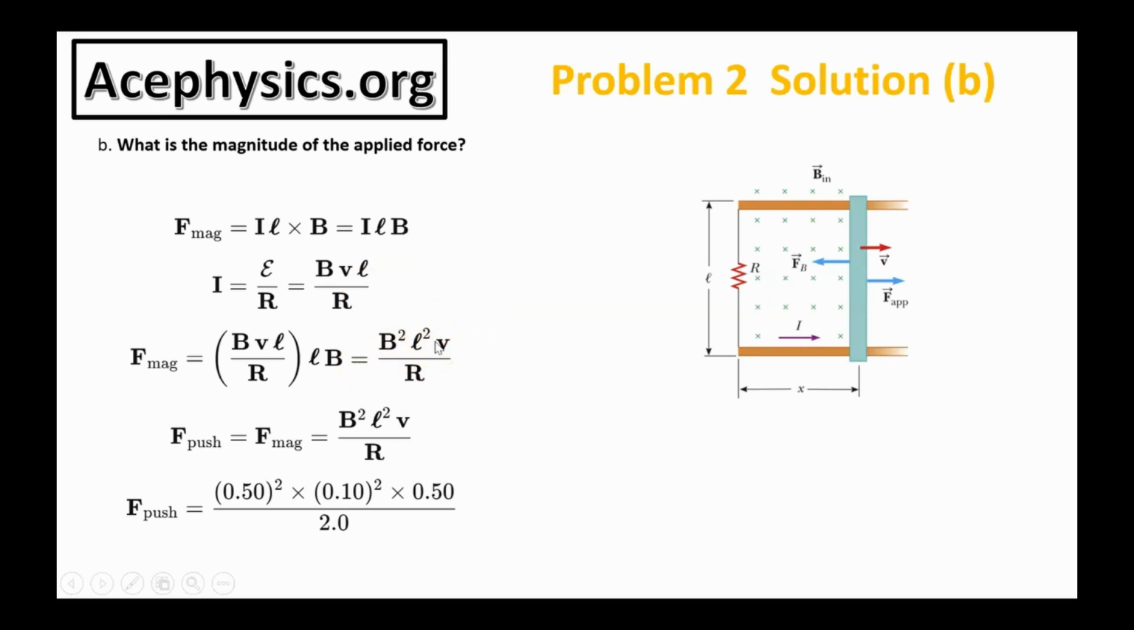This is moving at a constant velocity, which means the net force on the rod has to be equal to 0. Therefore, the force of the push has to equal the magnetic force, and this is equal to B squared L squared V over R, and we can plug in the values and solve for the force of the push, which is equal to 6.25 times 10 to the negative 4 newtons.